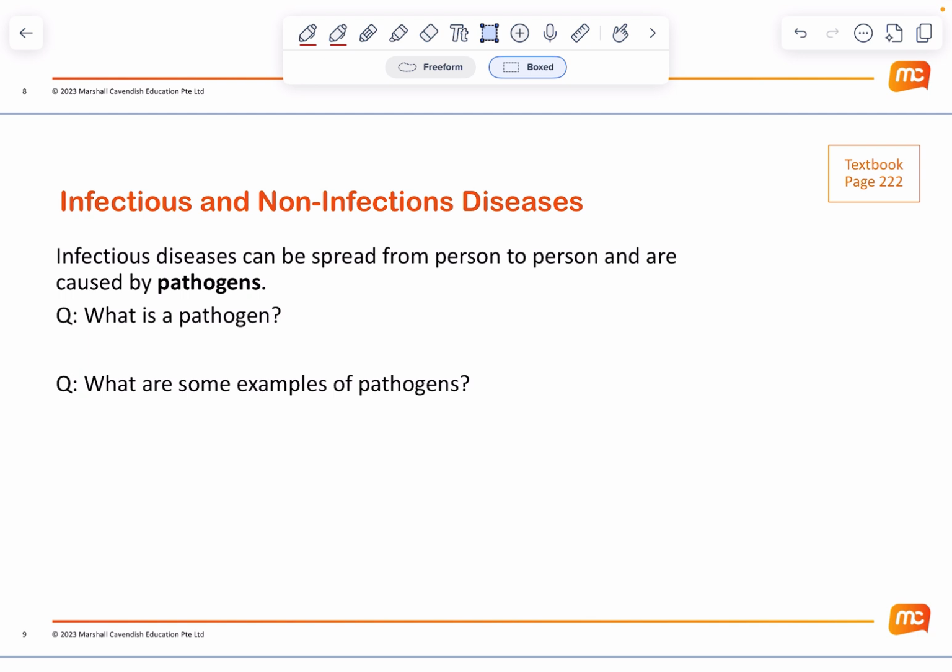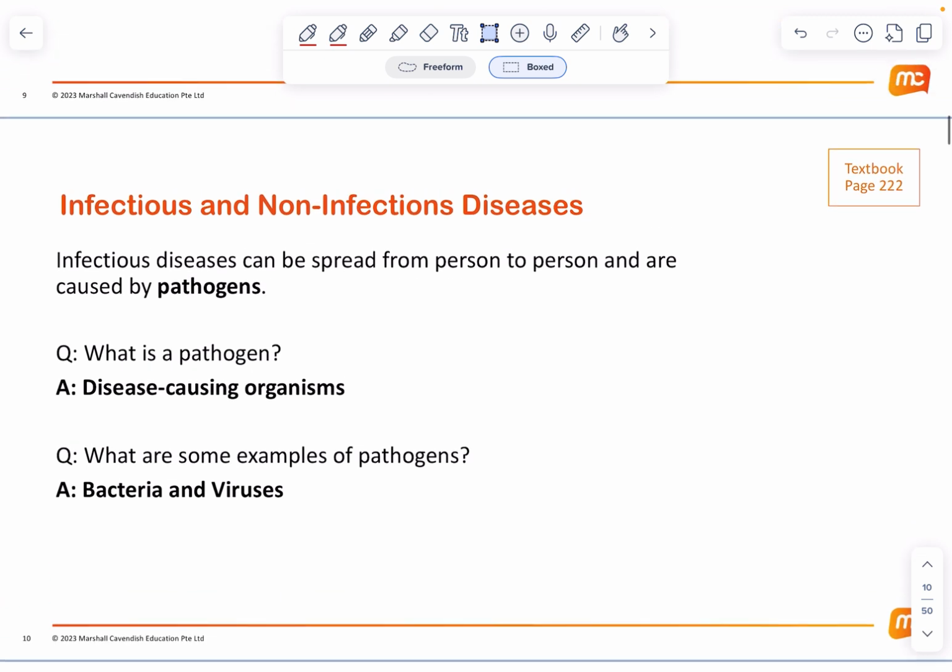So what exactly are pathogens and what are some examples of pathogens? Pathogens, generically, are what we call either the bacteria or the virus that allows you to spread the disease. So in a very generic form, we call pathogens disease-causing organisms. These organisms can be microorganisms, they can also be larger, but most of the time in your syllabus, we are dealing with microorganisms. And the examples of pathogens, like what we shared, are your bacteria and virus.